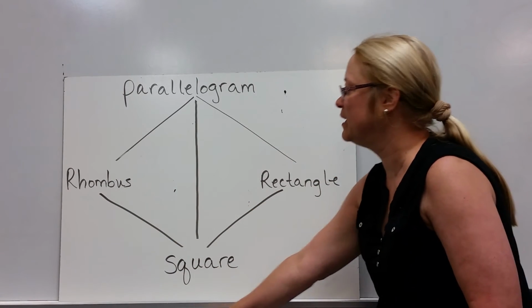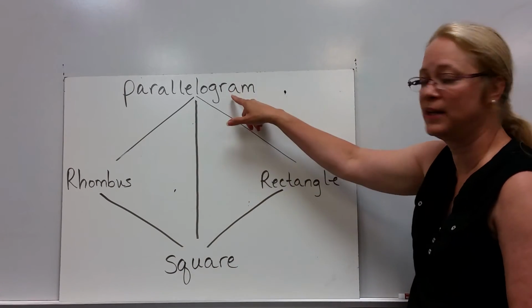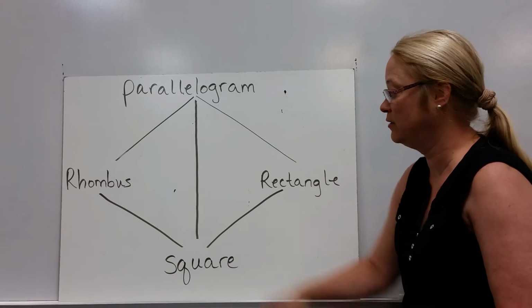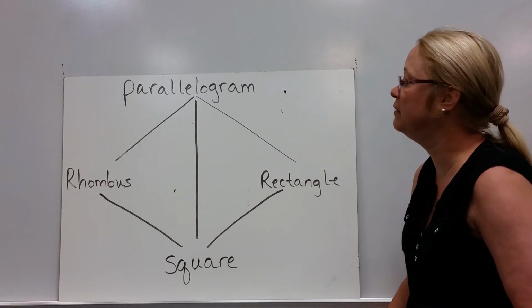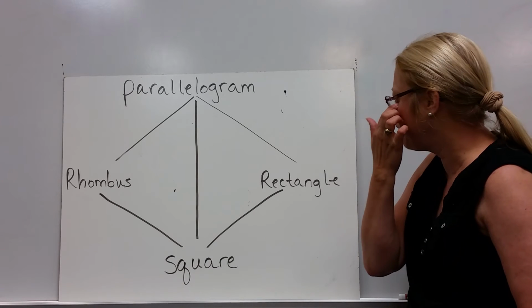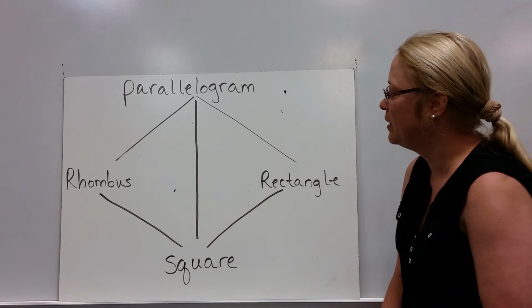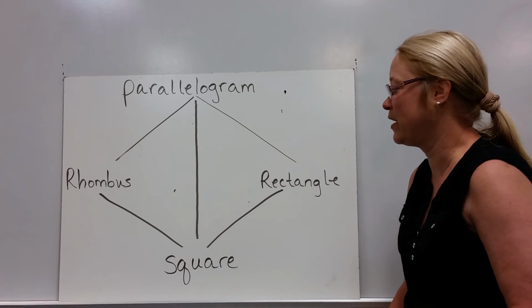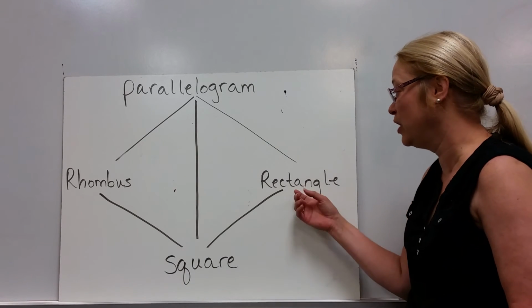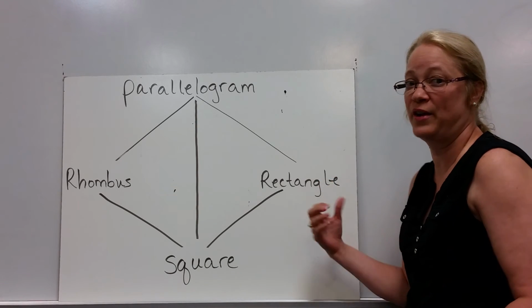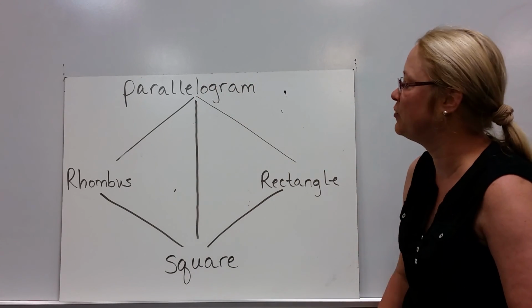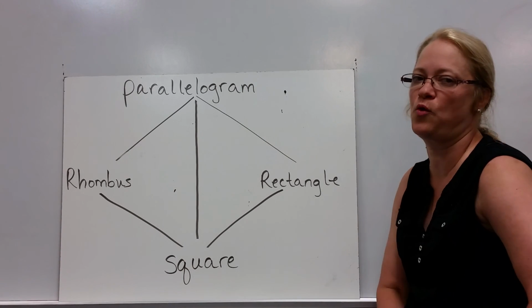Okay, so if we look at this to summarize, parallelograms could be a rhombus, a rectangle, a square, or a kite. A rhombus could be a square, but doesn't have to be a square. A square could be a rectangle, but if it's a rectangle, it may not be a square. So you see all of these things are interrelated, and every one of these are quadrilaterals.